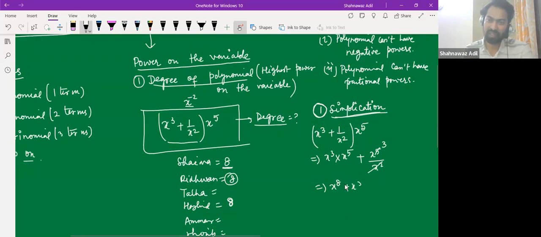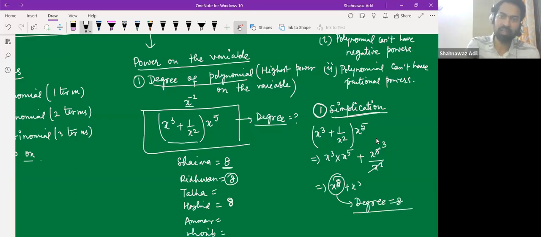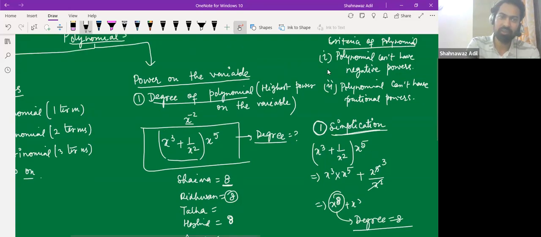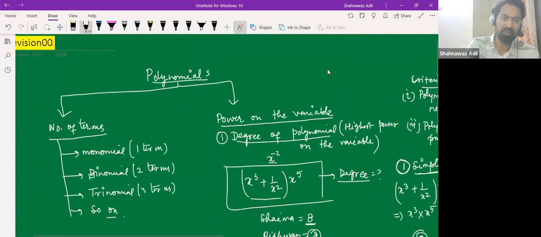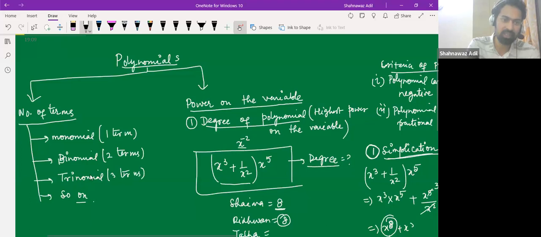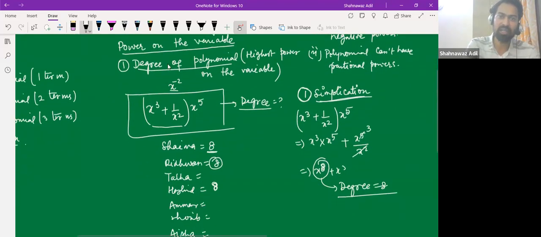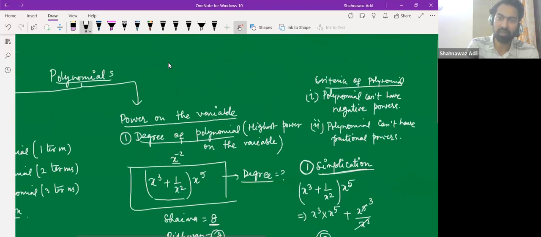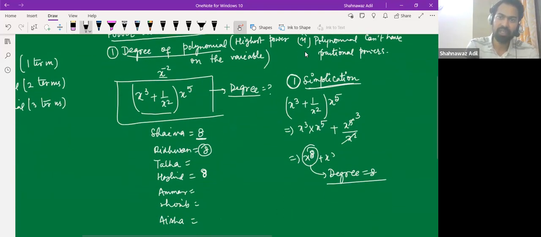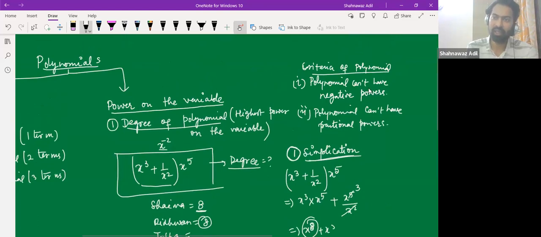Yeah, so now we can see that the highest power is 8, so the degree would be 8, right? So this was the point that I wanted to talk about. First thing is the number of terms. On the basis of terms, there are two criteria that a polynomial must fulfill. It cannot contain a negative power.